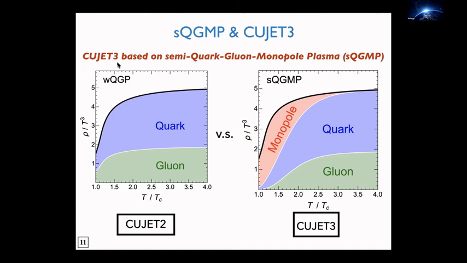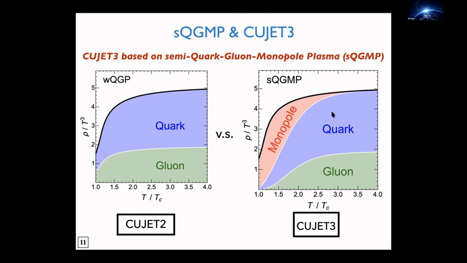Okay, so CJET 3 again. What is making that modeling different? It's the microscopic picture of the medium. We're using a medium that includes both quark and gluon, which are suppressed by that Polyakov loop, and an abundance of monopoles in the near-Tc region.